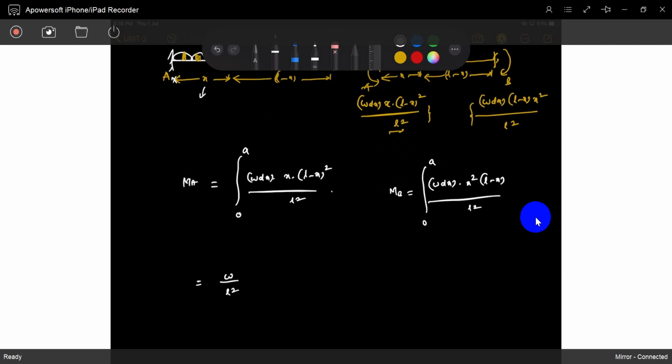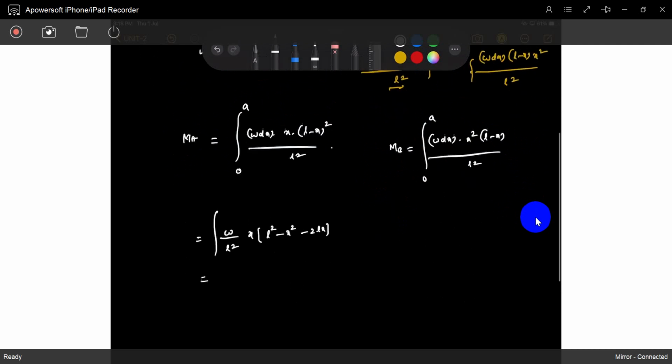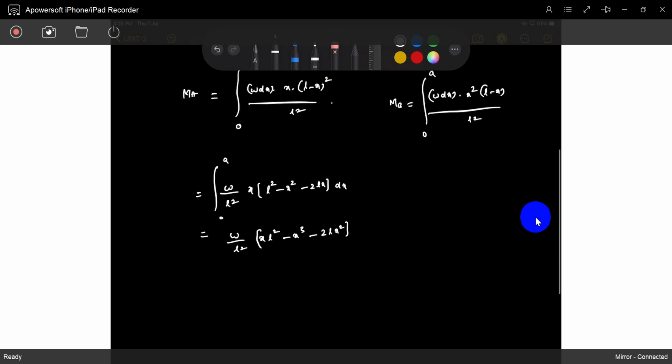W is constant, L square is constant, x is there: L square minus x square minus 2Lx. So we divided. Okay, we divided. So same thing, W by L square, this is dx, 0 to A. So x L square minus x cube minus 2Lx square. That's it. Do integration.